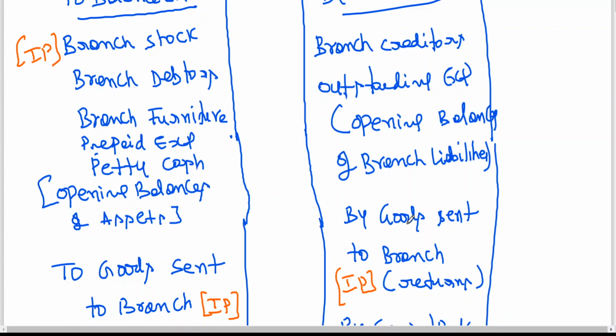Third, when goods are supplied by head office, you can use the short form HO. HO means head office. When goods are supplied by head office to branch, or this is a new point, another branch to branch. I'll first have you note down, then I explain.